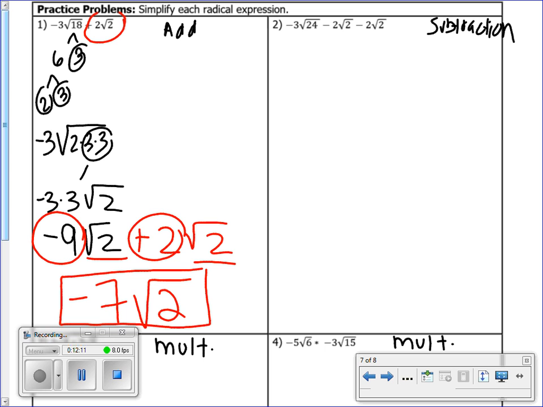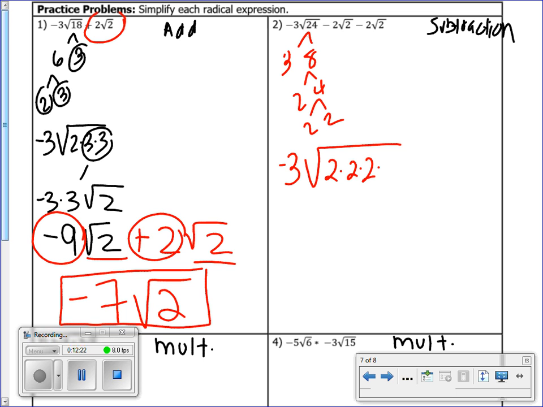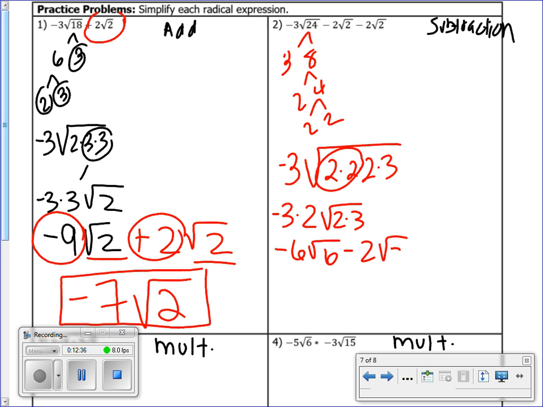Number 2, 24. 24, 3 and 8, 2 and 4, 2 and 2. Negative 3, square root 2, 2, 2, 3. Take out twins. Negative 3, 2, square root 2 times 3 to give us negative 6, square root 6. Negative 2, square root 2, I can't break down.